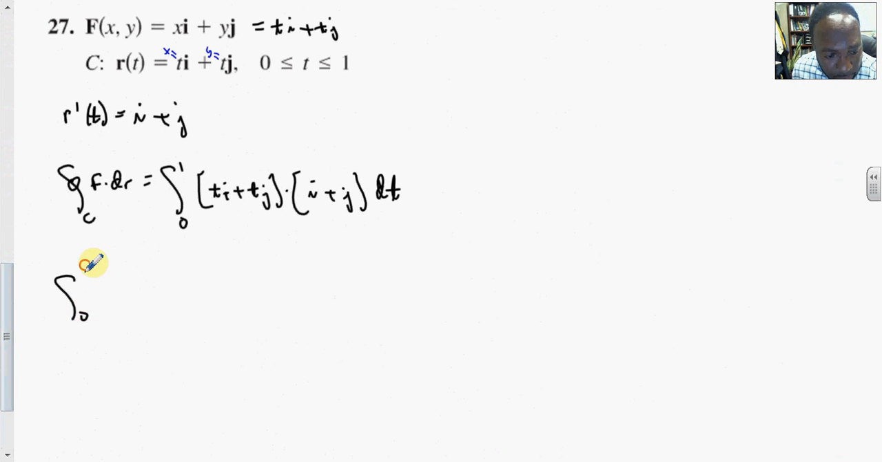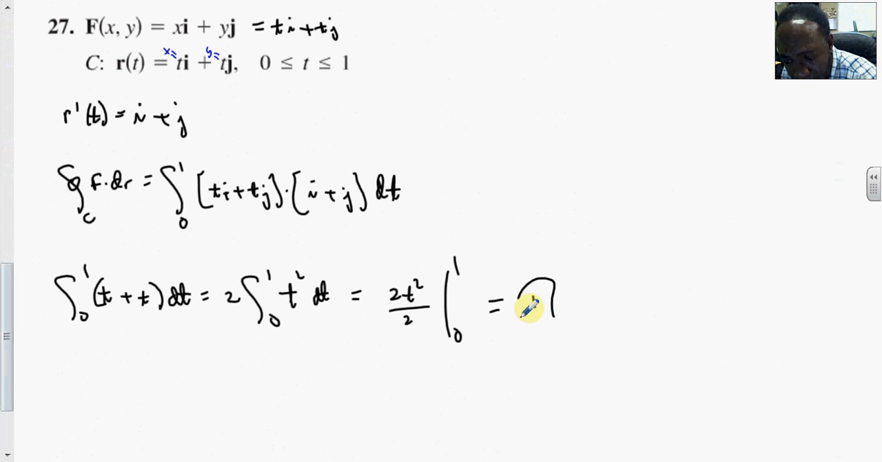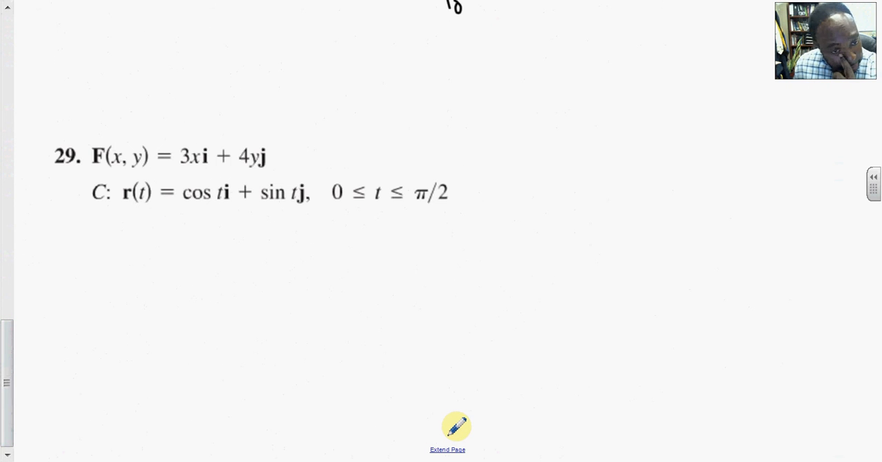This is the integral from 0 to 1. To the dot product, all we have here is t plus t dt. This gives us 2 times the integral from 0 to 1 of t squared dt. You integrate that, we get 2t squared all over 2. Evaluate that from 0 to 1, and that just gives us 1. Well, one more here in this section.